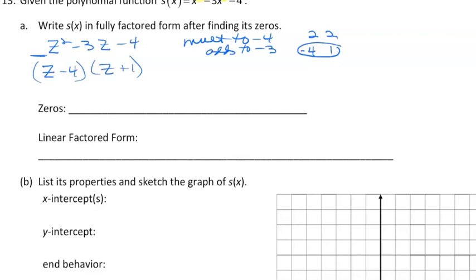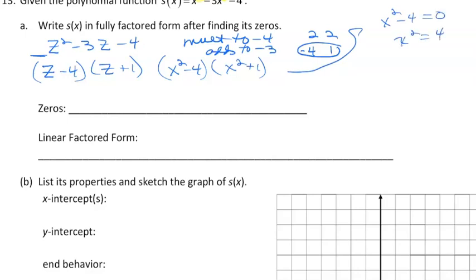Then I remember I don't really have z's, I really have x squareds. So x squared minus 4 and x squared plus 1. Okay, so let's deal with these factors. So x squared minus 4 equals 0. x squared equals 4. x equals plus and minus radical 4. x equals plus and minus 2. Those are two roots. I'm happy with that.